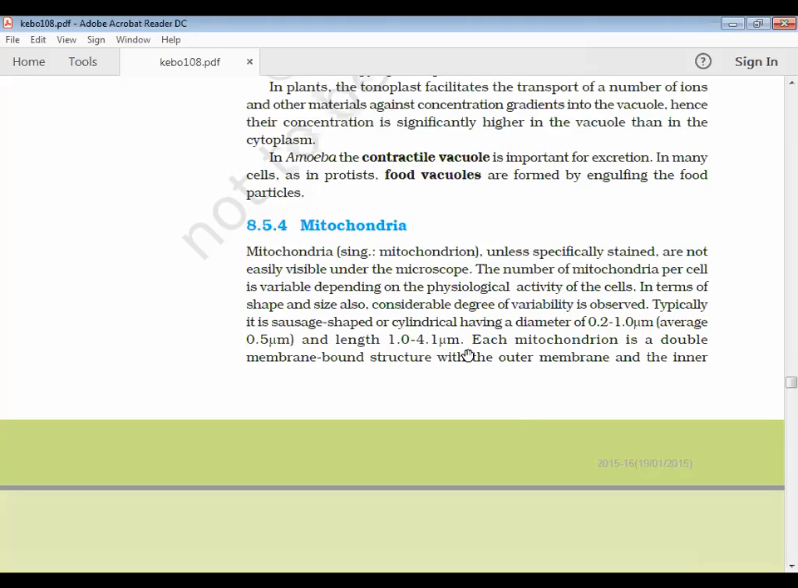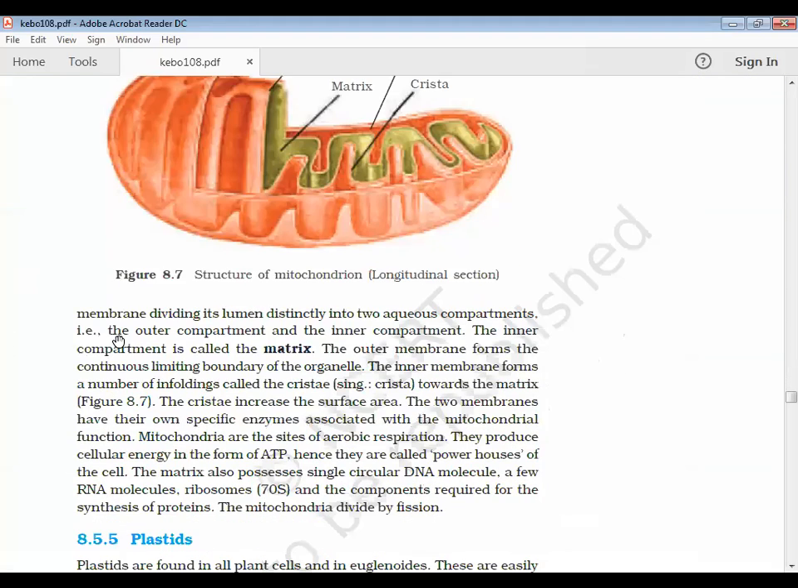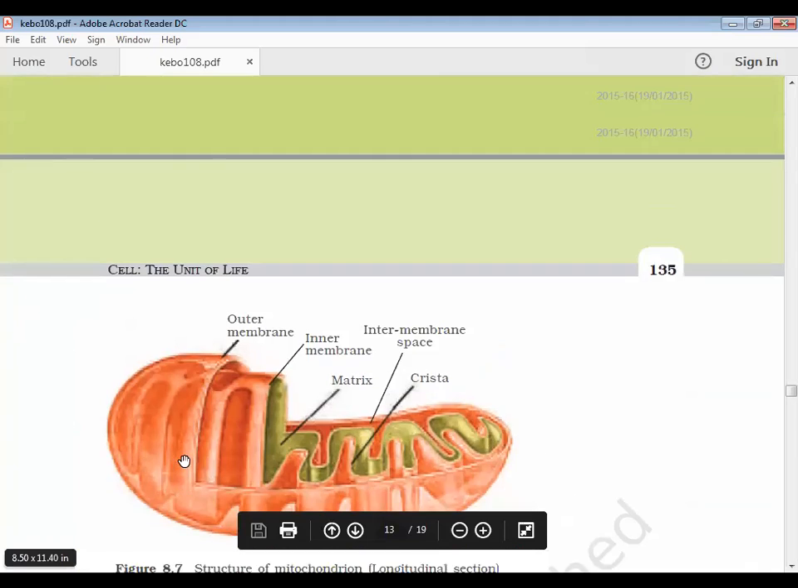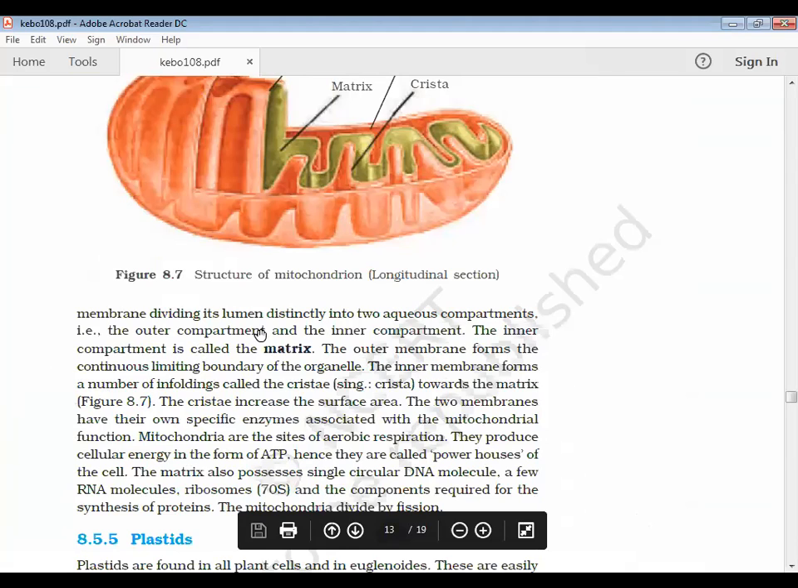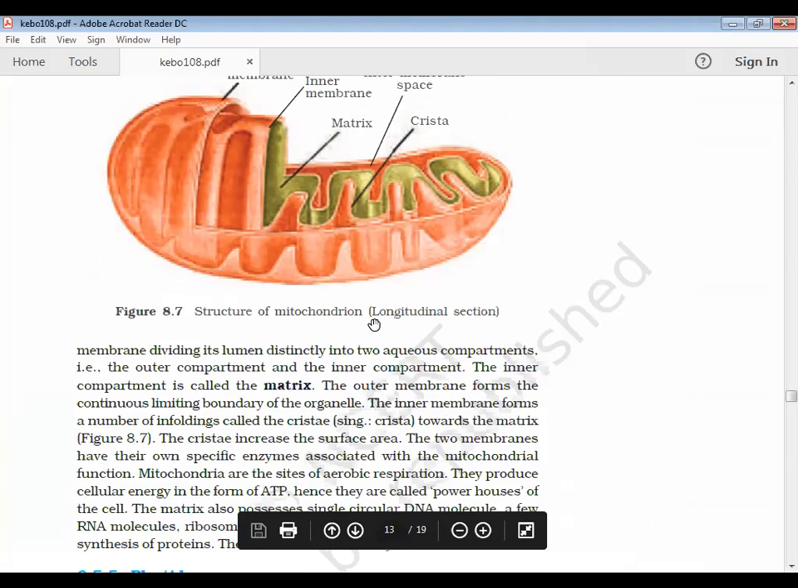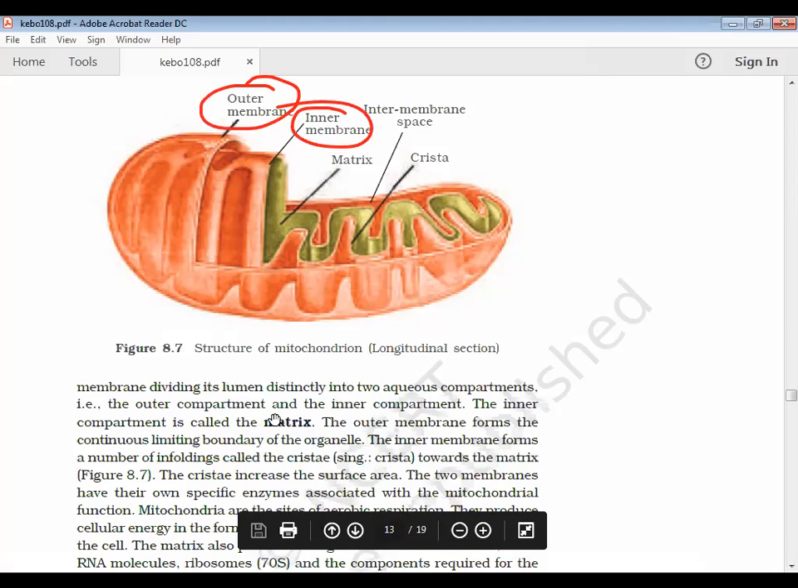Each mitochondrion is a double membrane bound structure with the outer membrane and the inner membrane, dividing its lumen distinctly into two aqueous compartments, that is, the outer compartment and the inner compartment. The inner compartment is called matrix.